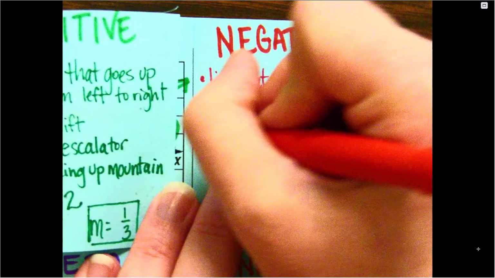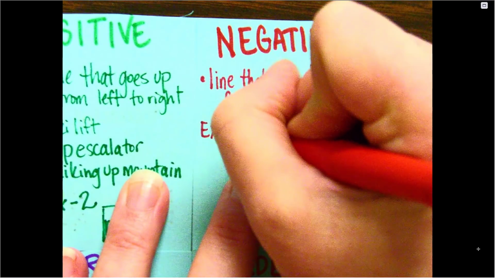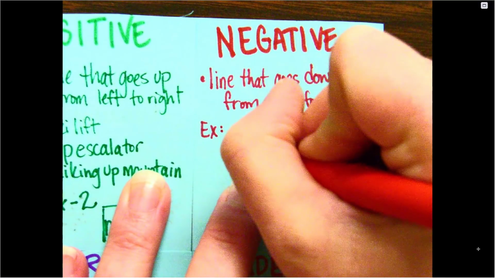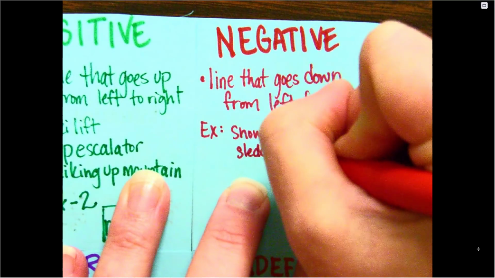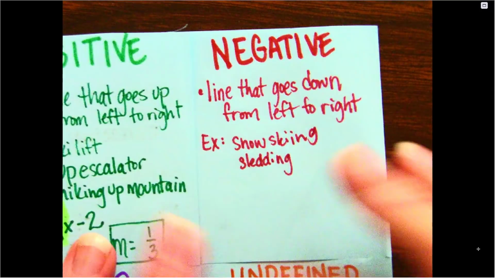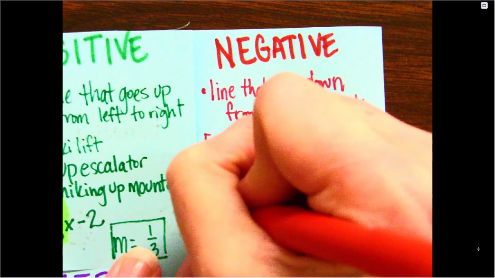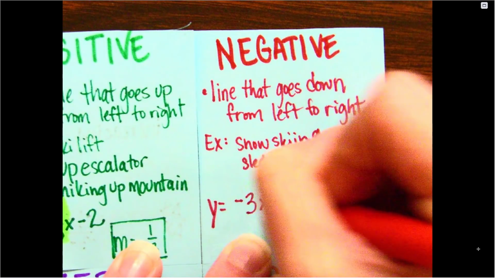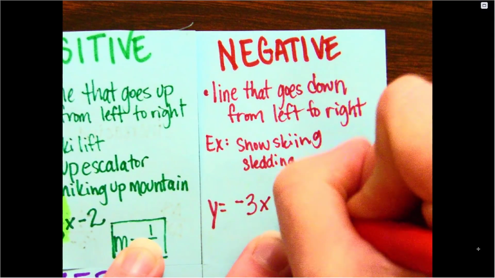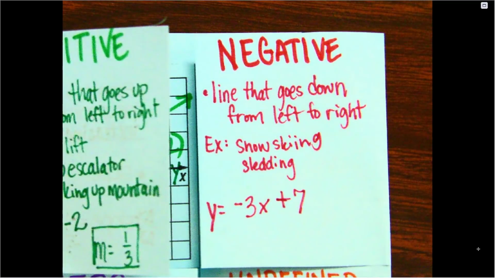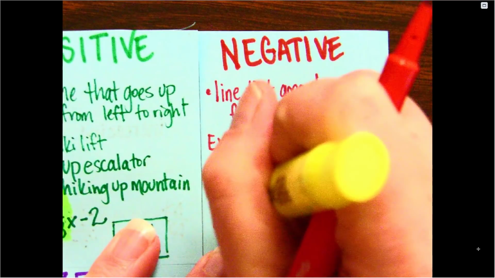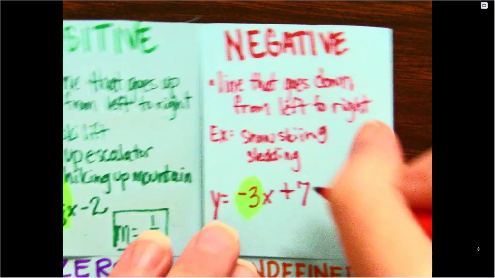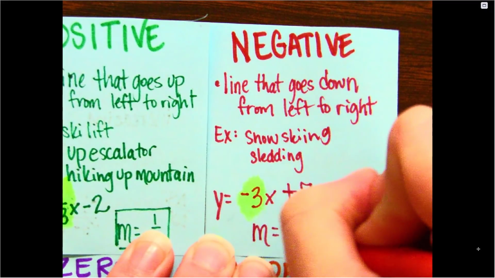Some examples of that would be snow skiing, sledding, some equations, and you can probably think of some other examples there. So an equation would be y equals negative 3x plus 7. So again, my slope is still found in front of my x variable. So for this particular one, my slope is negative 3.